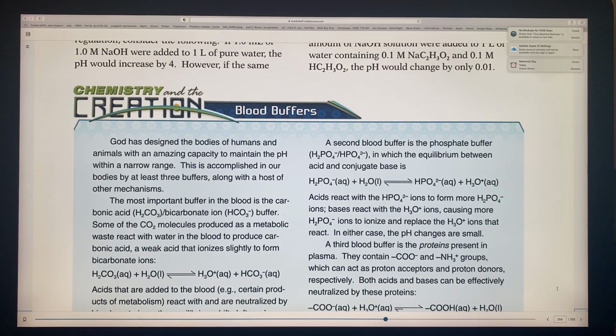A second blood buffer is the phosphate buffer. And this too is another type which keeps us in equilibrium. And so you see that phosphate reaction, which reacts with the bases, with the H3O ion, hydronium ion here, and causes this to ionize and helps to buffer out. So number 1 is the bicarbonate, or the carbonic acid with carbon dioxide. The other now is the phosphate buffer system. Which is pretty amazing.